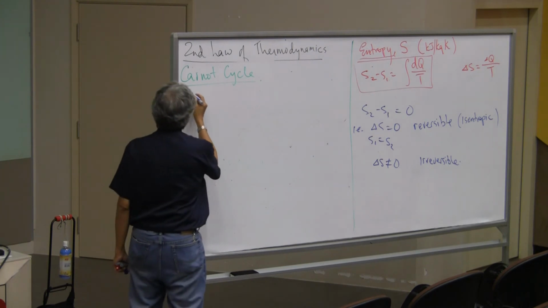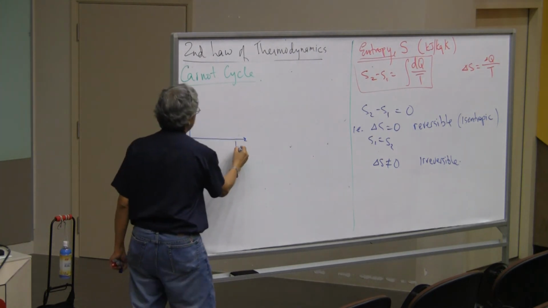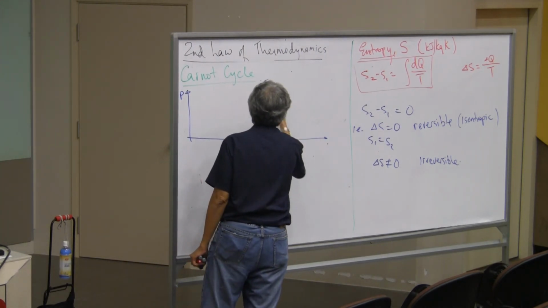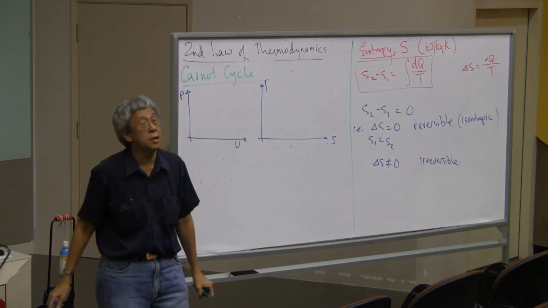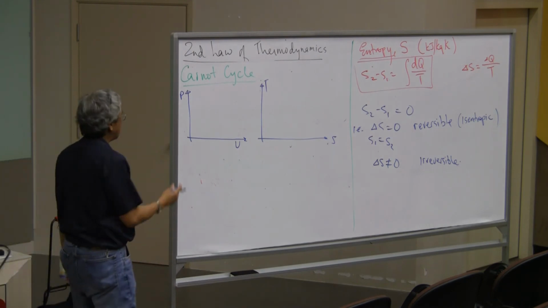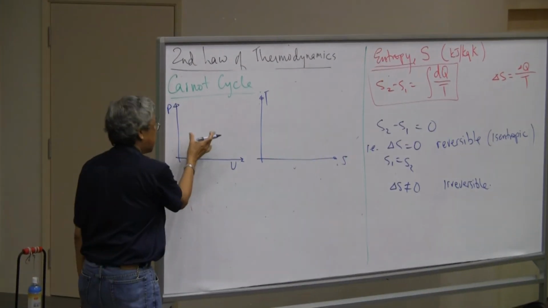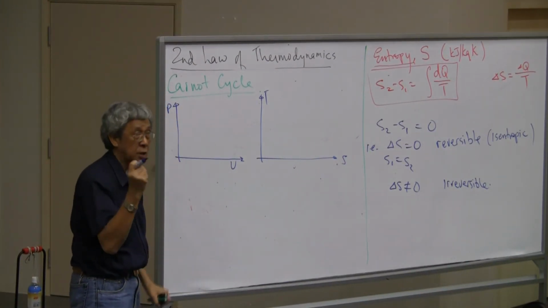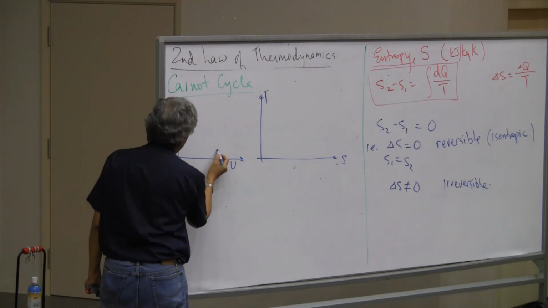Now we're going to look at it on a PV diagram and then a TS diagram. Both are representing the Carnot cycle. Now the Carnot cycle on a PV diagram is like this. The device that performs this cycle is shown just now. You see your piston and cylinder arrangement.